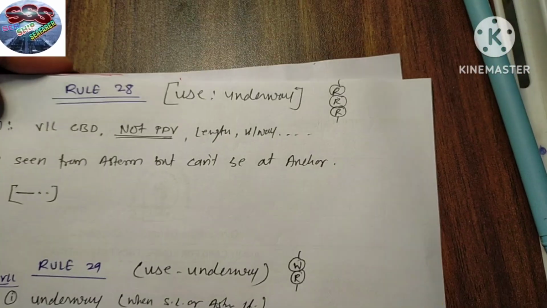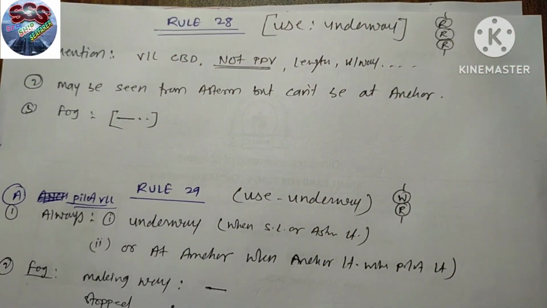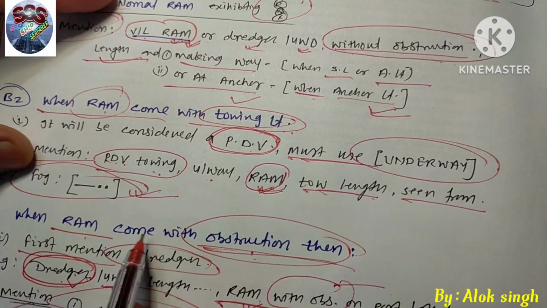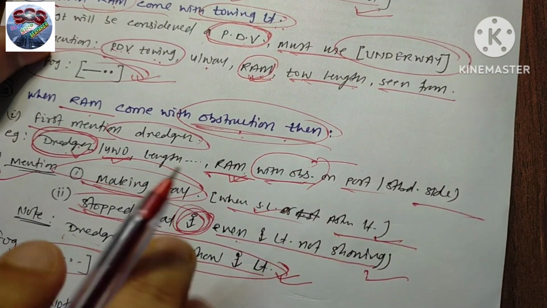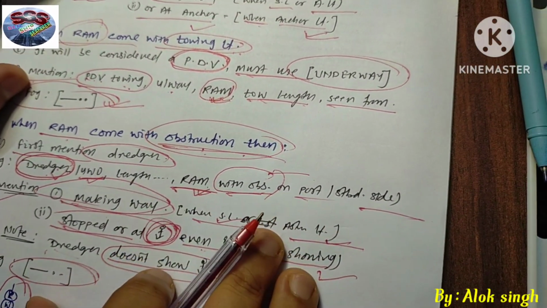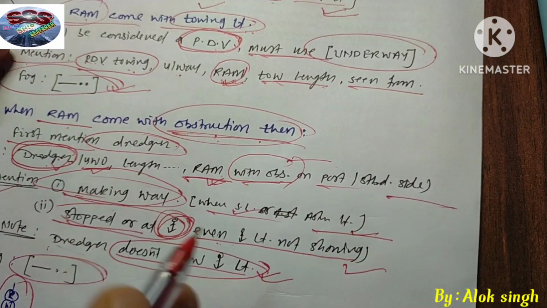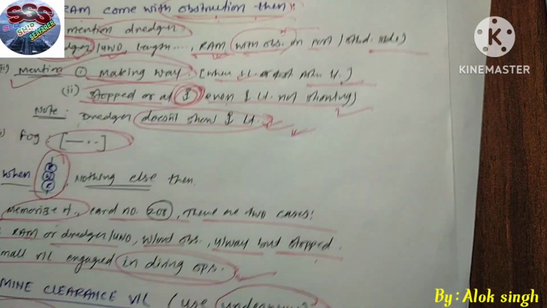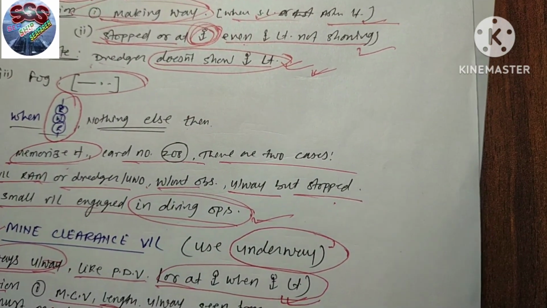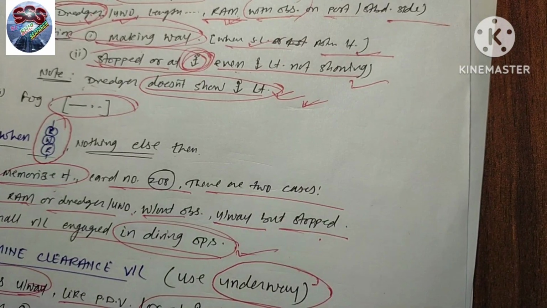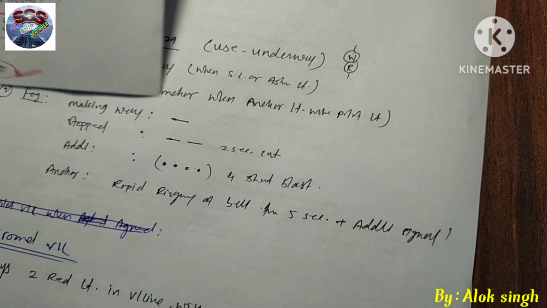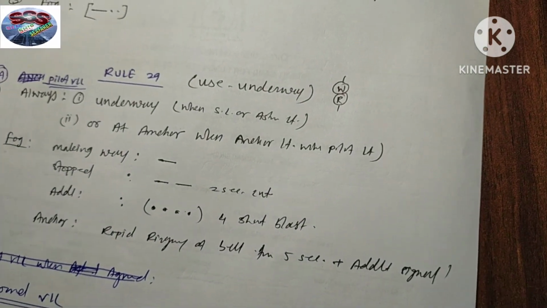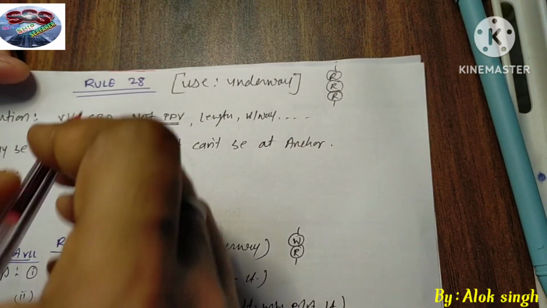So now we go to Rule number 28. So that was it, one more time I am clear about this RAM. Only one condition, that is dredger. In that condition, the vessel will not show an anchor light, and if you don't see the side light or stern light, you have to mention vessel stopped or at anchor, not only stopped. All the rest of the vessels will show an anchor light, and according to their length or other specification, you have to mention their detail.